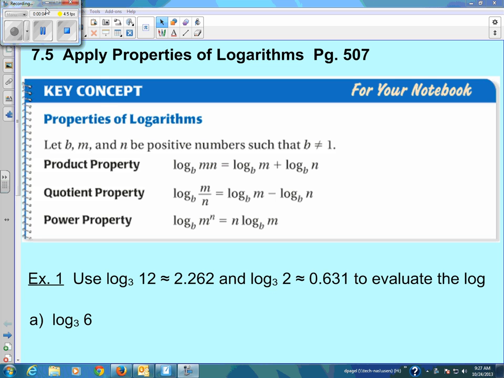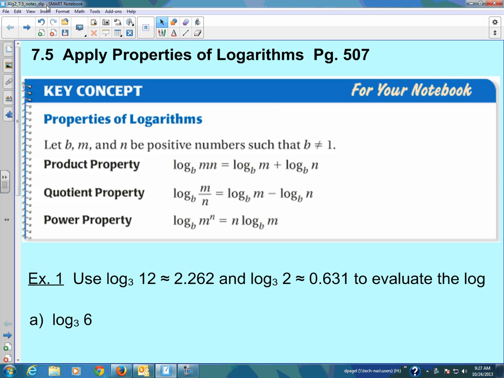Properties of logarithms. So we've had properties of exponents. We have quite a few of them. We have quotient properties and product properties and some power properties. Well, because exponentials and logarithmic functions are inverses of one another, logarithmic functions also have their own unique properties. But as you look at them here, they're very similar to the exponential properties.